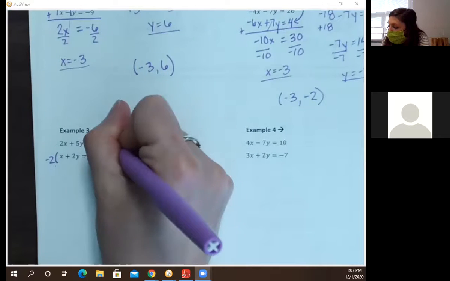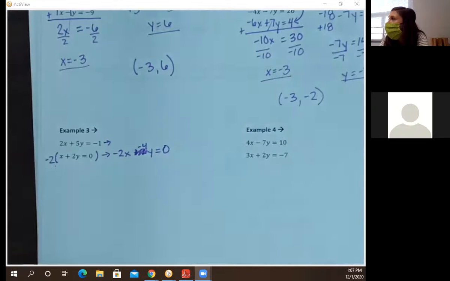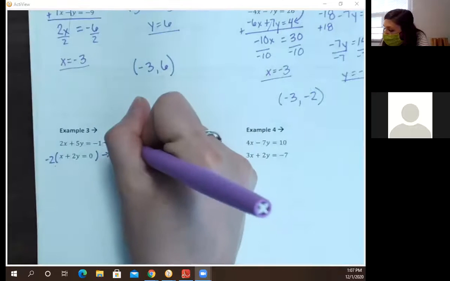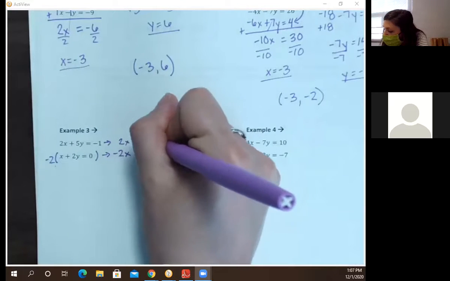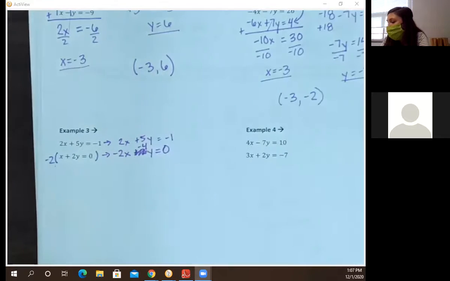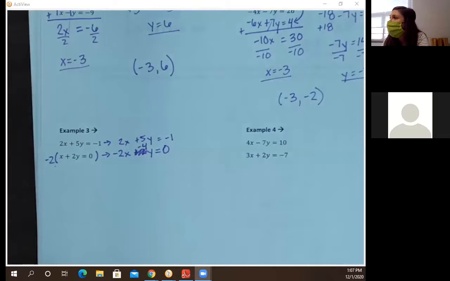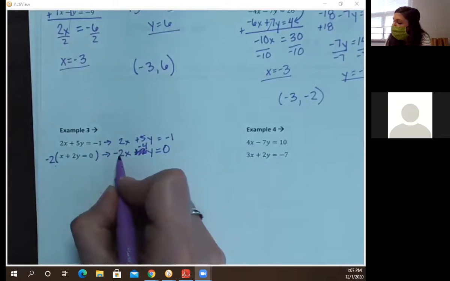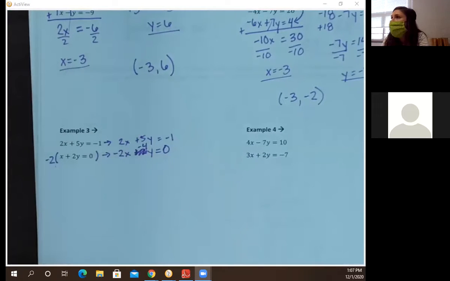And then I'm just going to recopy that first equation over here to make it a little easier to add them together, just so they're lined up. So that would be 2x plus 5y equals negative 1. I didn't change anything about that top equation, and I've multiplied every term in the bottom equation by negative 2.